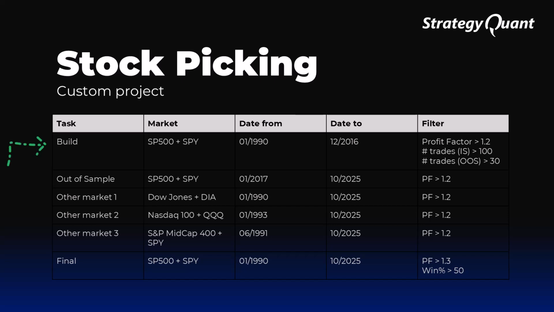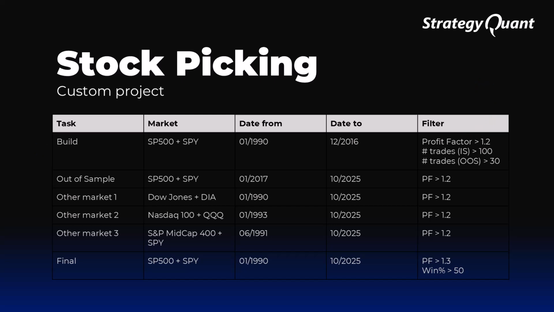The first task will be build, in which we will build our strategies. We'll work with the S&P 500 market and add the SPY subchart to it. We built on in-sample data from 1990 to the end of 2016. We filter the strategies according to a profit factor greater than 1.2, and at the same time, they must have more than 100 trades in the in-sample data and more than 30 trades in the out-of-sample data.